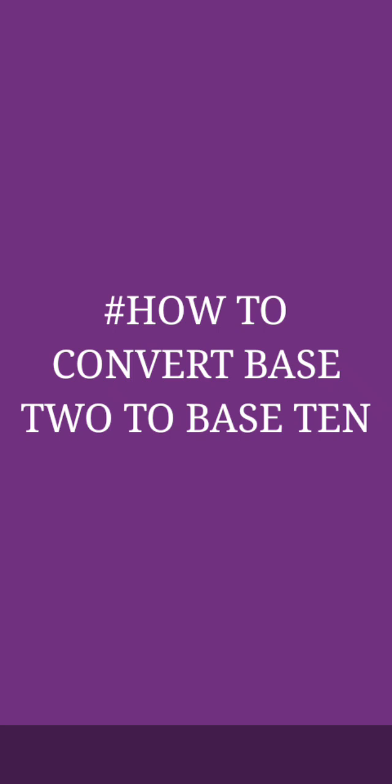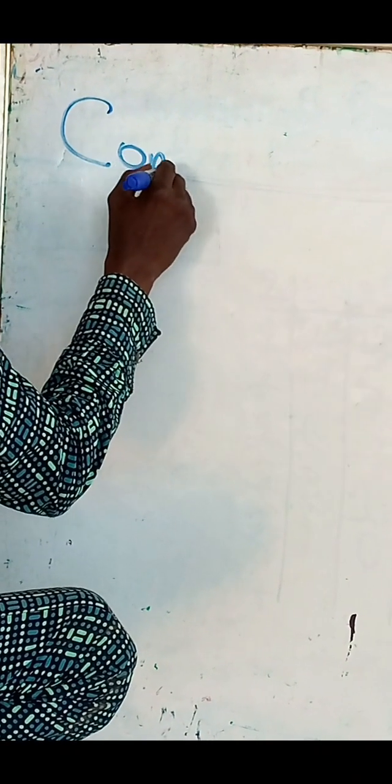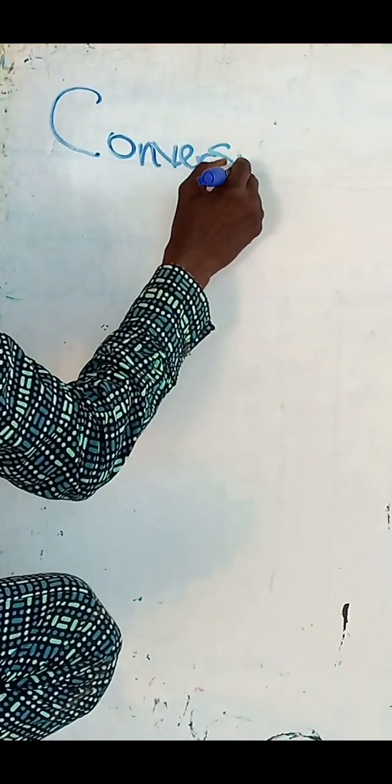This is how to convert base 2 to base 10 and vice versa. Okay, let's get right into it. To be converting base 10 to binary or base 2, don't forget base 2 is the same thing as binary. So we'll be looking at an example now. We are going to be converting 50 base 10 to base 2.